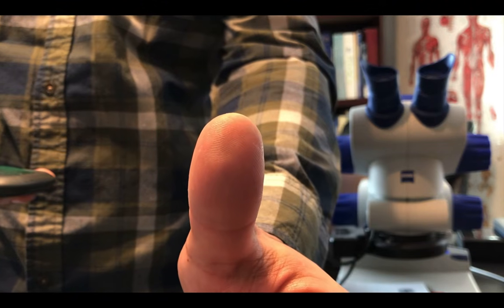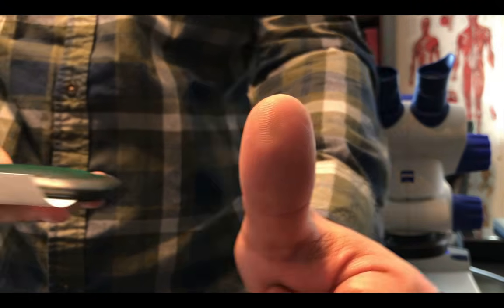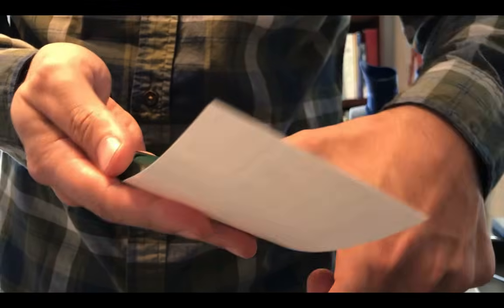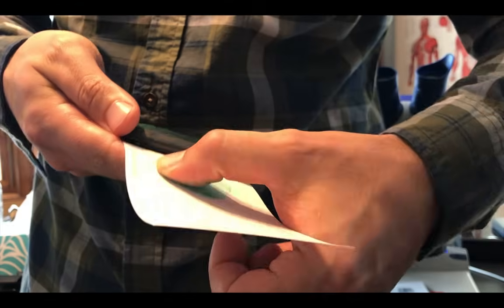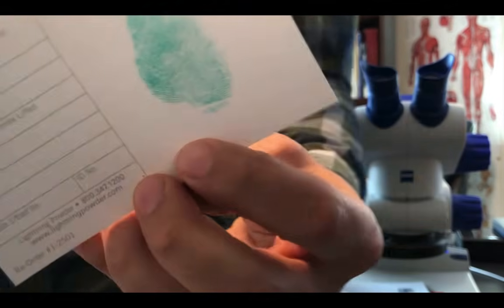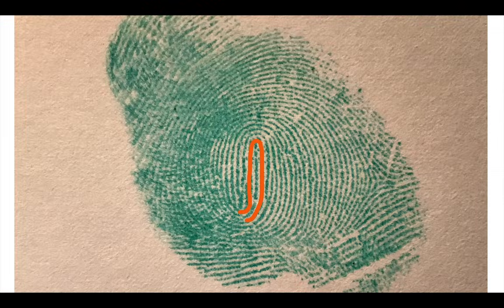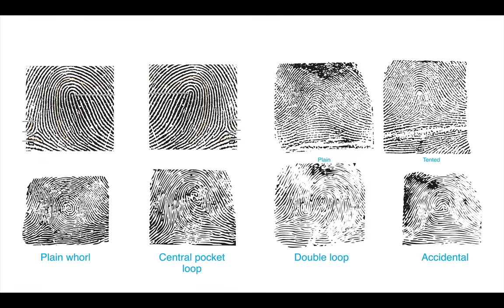This is a fingerprint, but not just any fingerprint. Oh, no, no, my friends. This is what you call a double loop whorl fingerprint. Double loop whorl fingerprint. Stick around as you will learn the difference between all 8 general patterns.